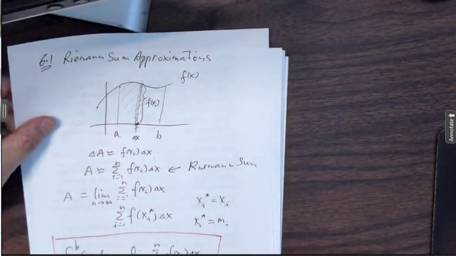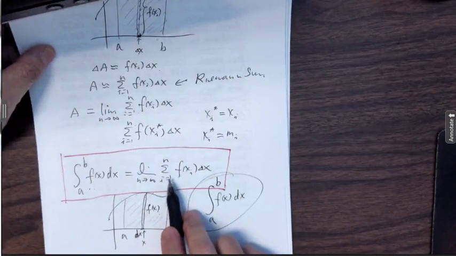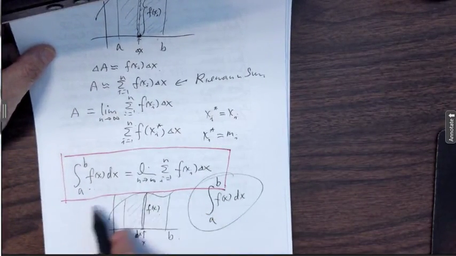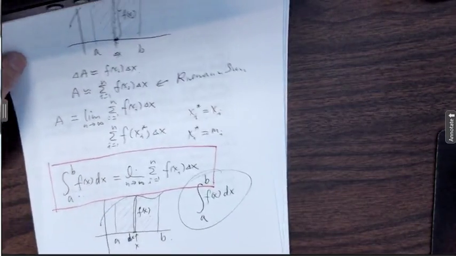Alright, let's first see some examples of how we find the value of a limit expression like this by evaluating an equivalent definite integral.